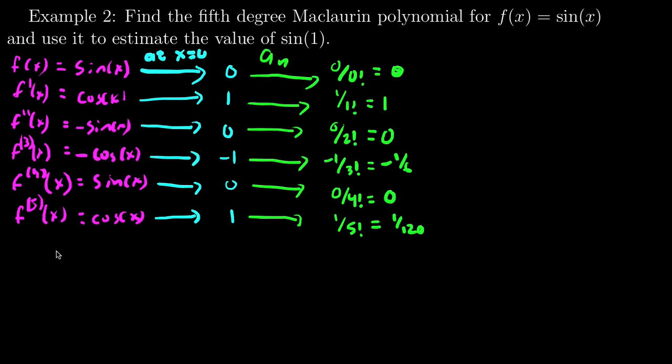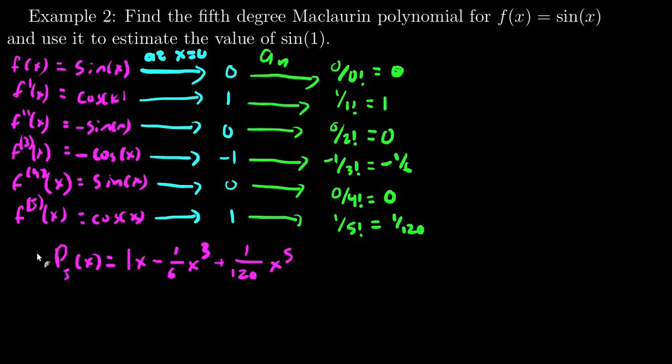and this lets me get to my 5th degree Maclaurin polynomial, so P5 of x. I have no constant, it's 0. I have 1x, I have no x squared, I have negative 1/6 x to the 3rd. I have no x to the 4th, and I have plus 1/120th x to the 5th.